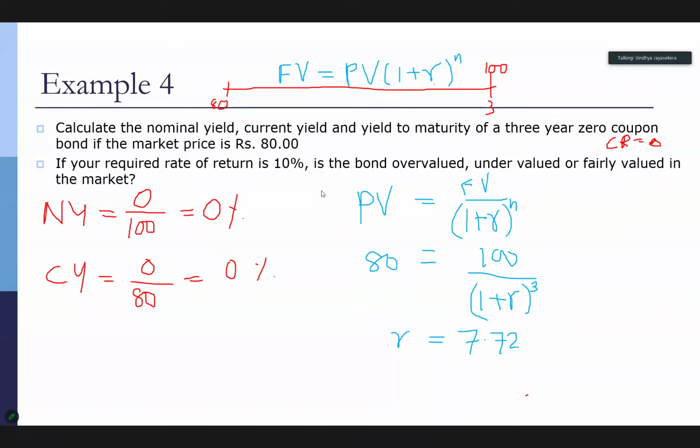You can do it the other way also. You should still get the same answer, but this is easy. This is easy because there are no in-between cash flows, no coupons. Coupons are zero, right? So I can easily find yield to maturity using the equation. Any questions here?